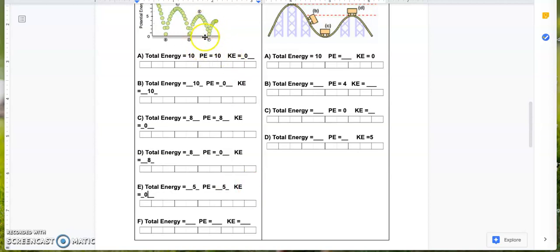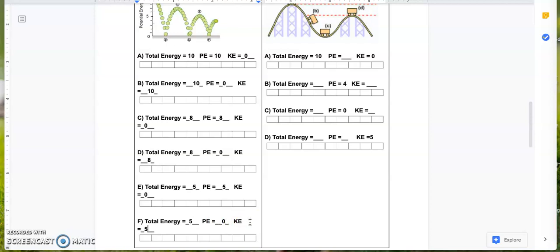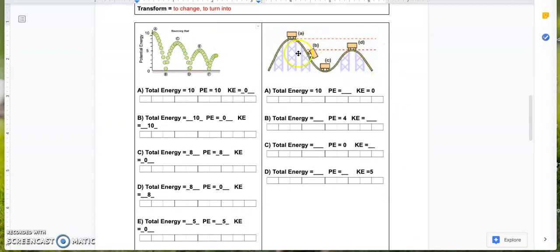Finally, we are at F. F just came off of our E bounce, so we'll say it has a total energy of 5. Press pause and fill in the potential and kinetic. Press play to begin again. All right, so this time it's at the bottom of the bounce, so none of it is potential and all of it is kinetic.